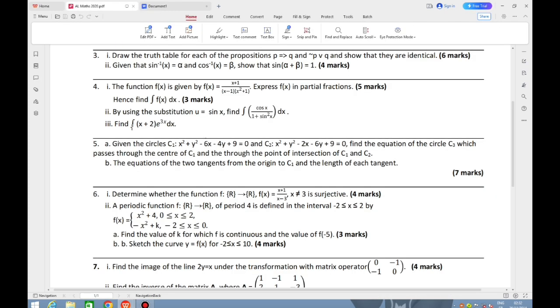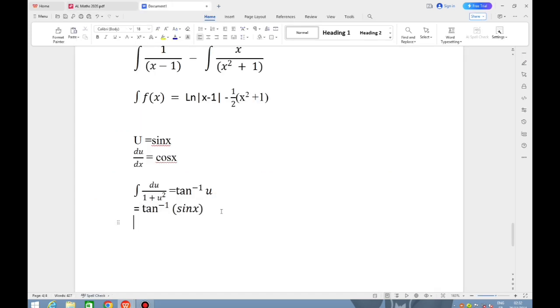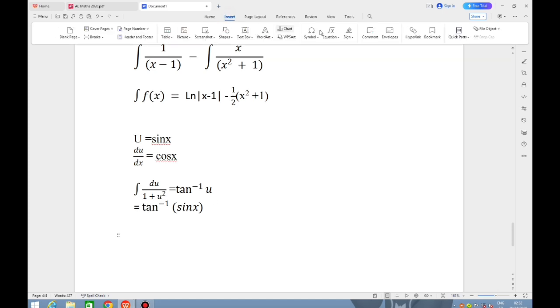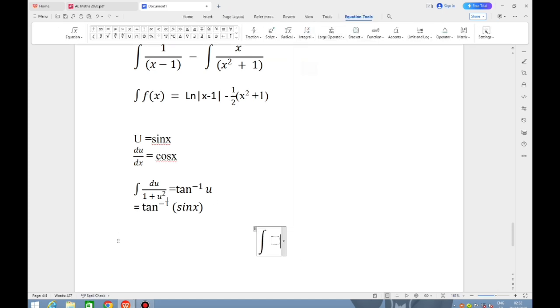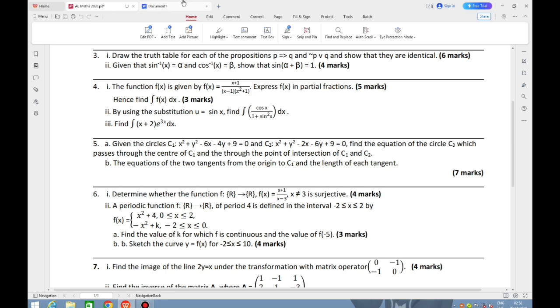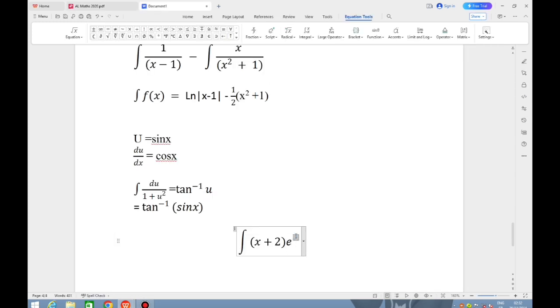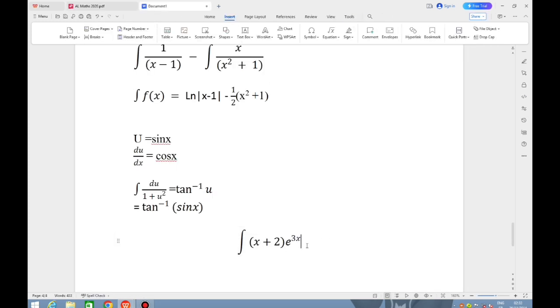Finally, you can move down to 4 Roman 3, which is find the integral of x plus 2 e to the 3x dx. Alright, we're going to integrate x plus 2 into e to the 3x dx. This is what we are integrating, and now this is the product.